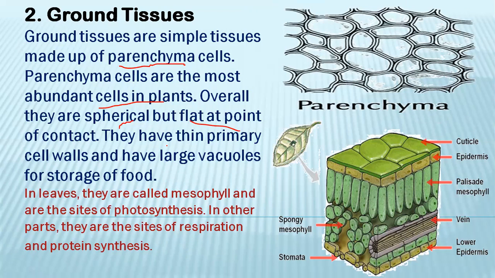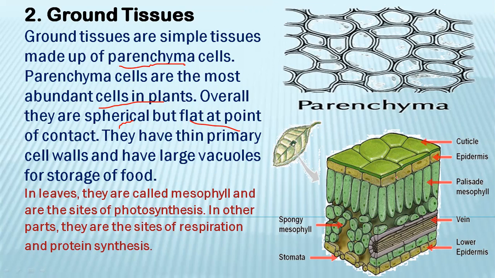They also have a thin primary cell wall, and they have large vacuoles for the storage of food. So parenchyma's function is storage of food. But in the leaves, we have seen this before.